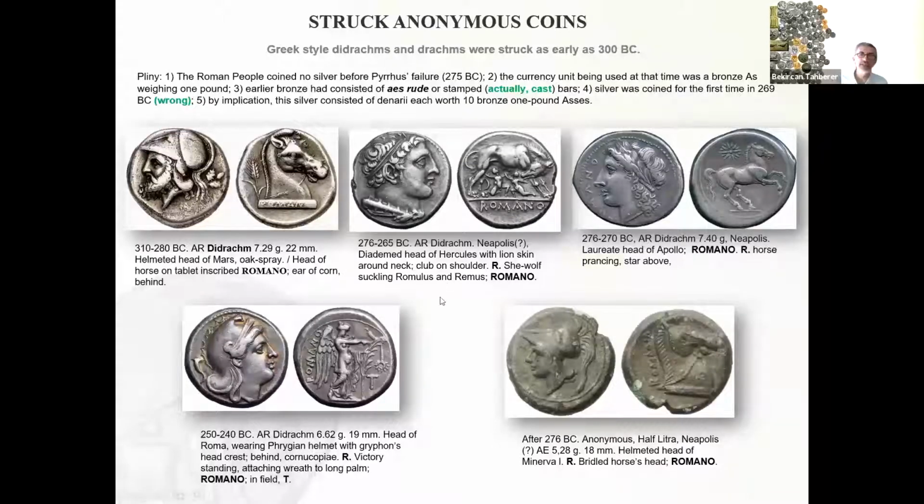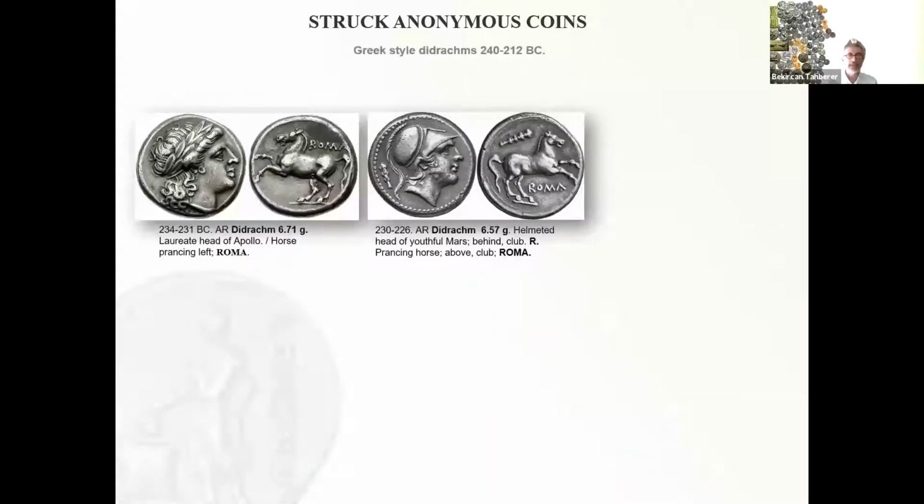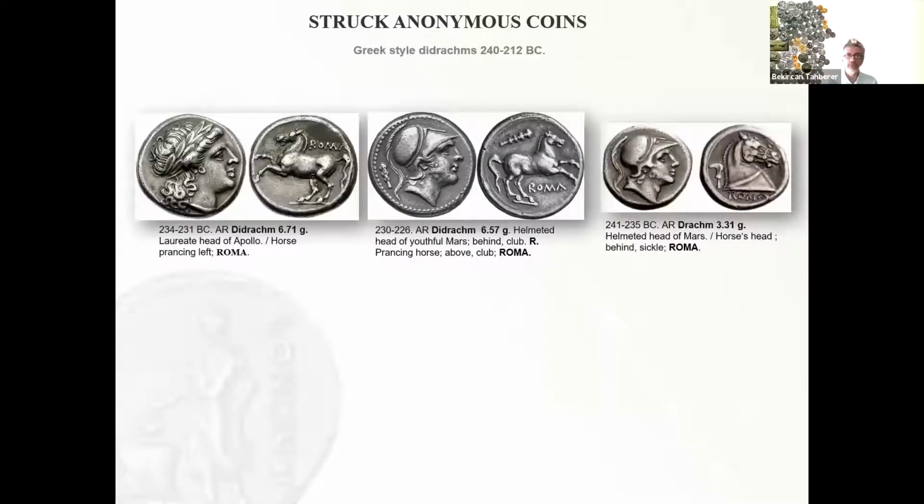Silver was coined for the first time in 269 BC, which is not correct, unless he's talking about the Greek style coinage, but he means actually the Roman production of coins. And by implication, the silver consists of denarii, each worth 10 bronze, 1 pound asses. So from this remark, we understand that he talks about the denarius, not the Greek coins, but the date is not correct. And they eventually changed the legend, and it became Roma.